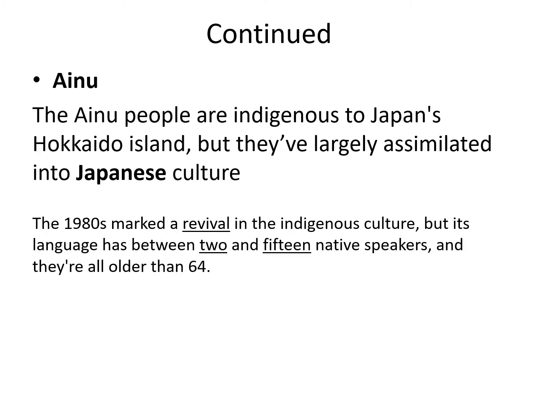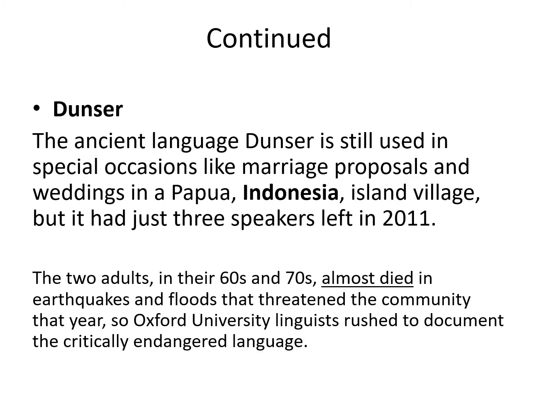The Ainu people are indigenous to Japan's Hokkaido Island, but they have largely assimilated into Japanese culture. The 1980s marked a revival in the indigenous culture, but its language has between 2 and 15 native speakers, and they are all older than 64.